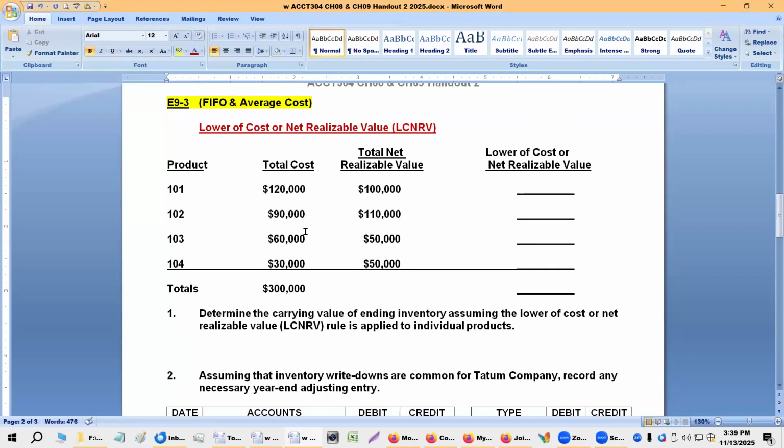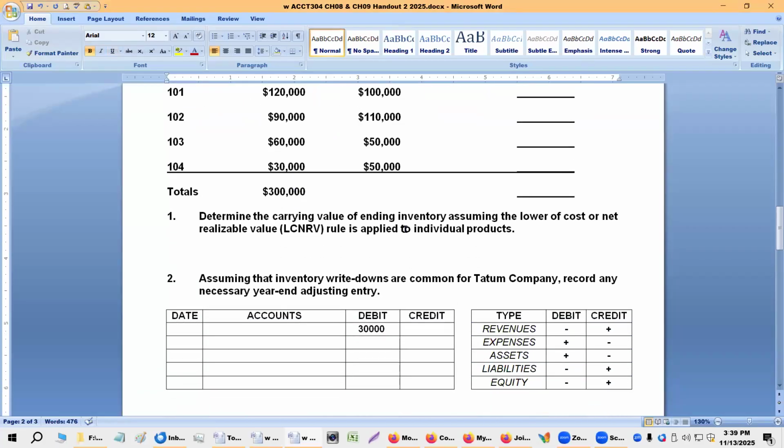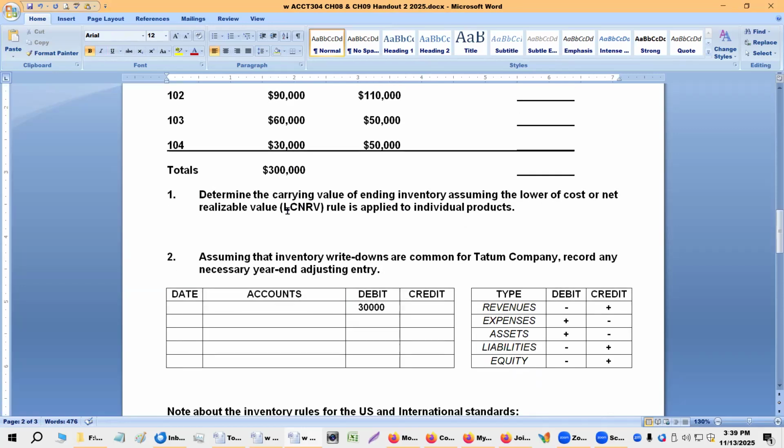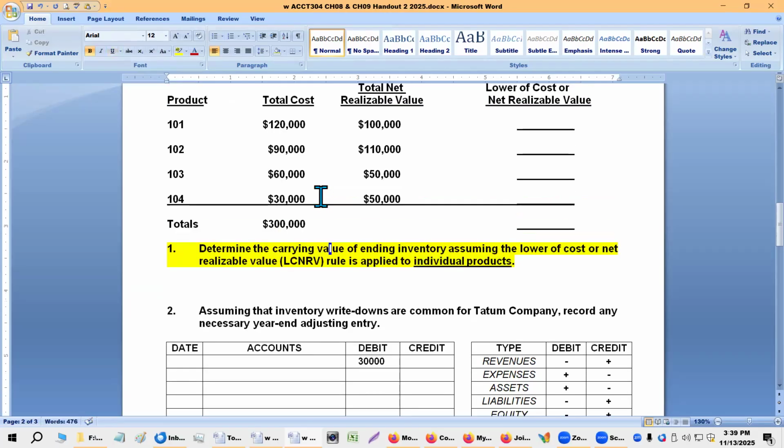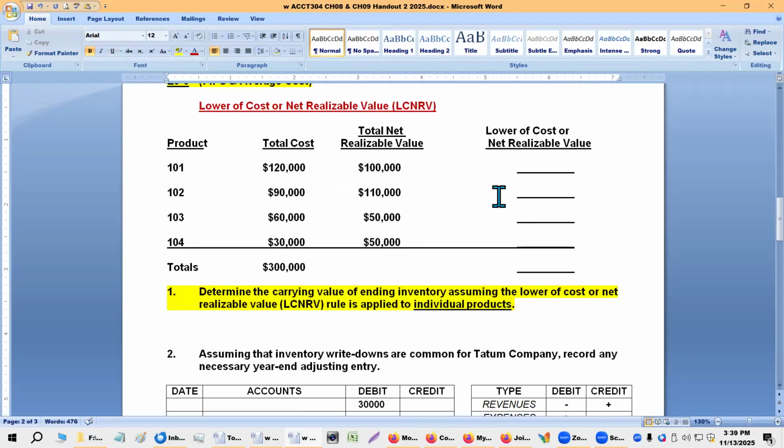Okay, so we go through each one. Determine the carrying value of any inventory, assuming the lower of cost and net realizable value rule is applied to individual products. Okay, it can also be for product types, but they're doing it for each individual product. Okay, this is actually not too bad. Which is lower for product 101, the cost or the net realizable value, what we can sell it for?